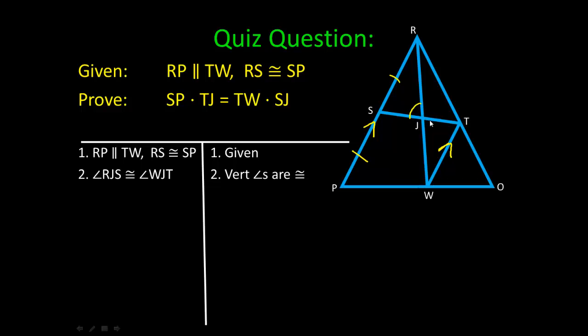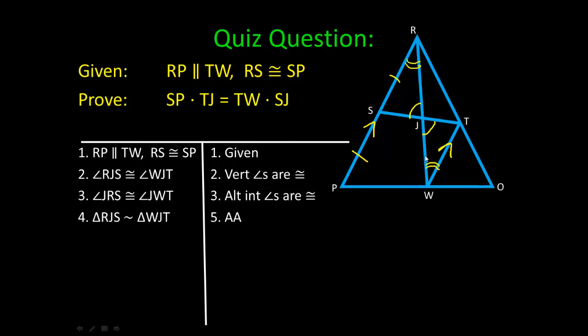So why don't I say that angle RJS is congruent to angle WJT because vertical angles are congruent. You can then move on to say that, and here's where these parallel lines come in, that angle JRS right here is congruent to angle JWT, and that's because alternate interior angles are congruent. Well, look what I got now. I got two triangles, and I've got angles from each of them, so I can say that RJS is similar to WJT by angle, because I have an angle from each one of those. So that would help you.